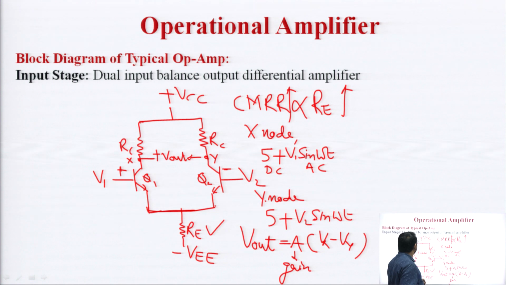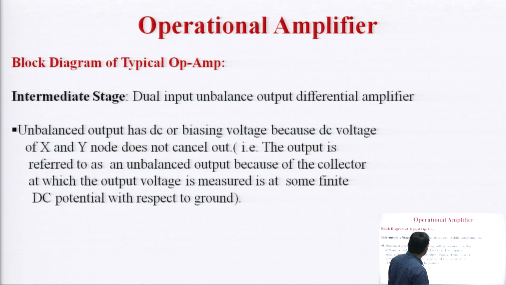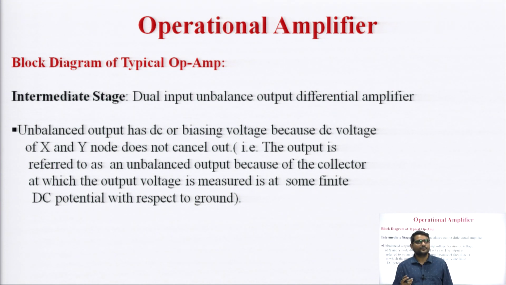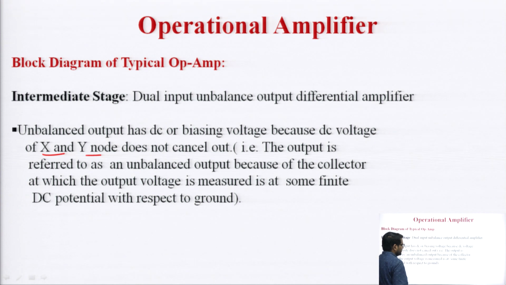This is the first input stage. Second is the intermediate stage. The intermediate stage has a dual input, unbalanced output. Unbalanced output means it does not cancel the DC biasing voltage. Unbalanced means here it does not cancel out the DC biasing voltage.